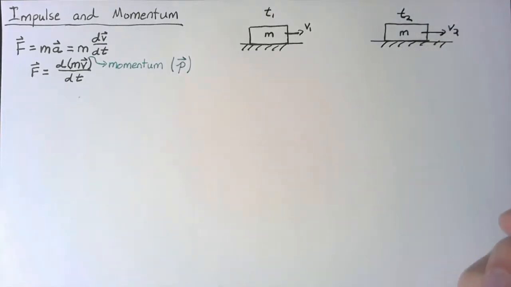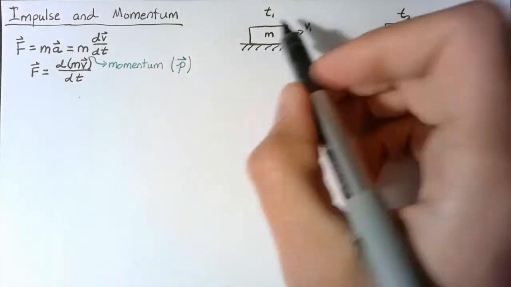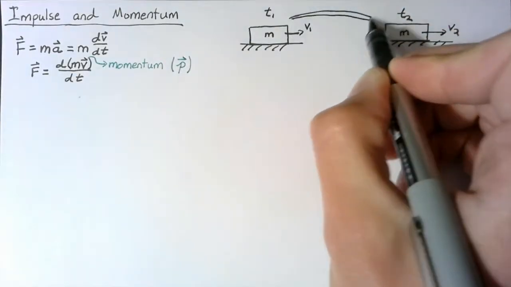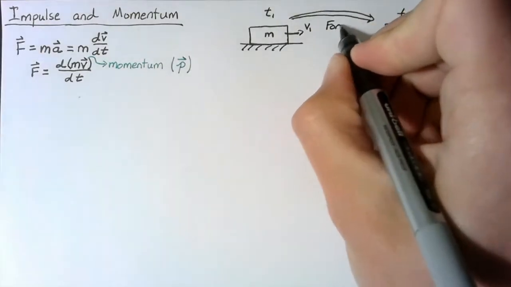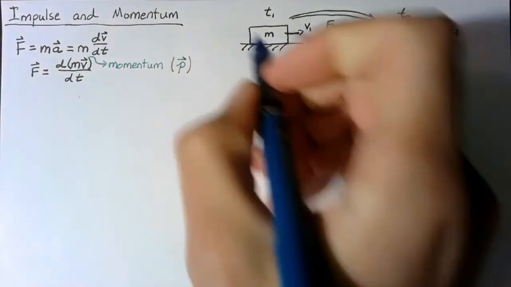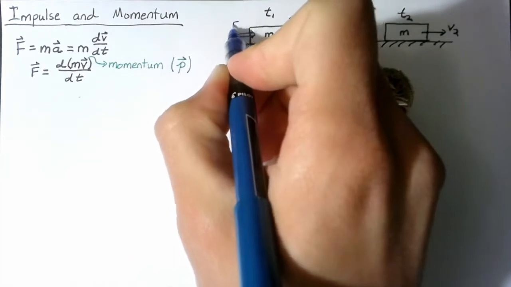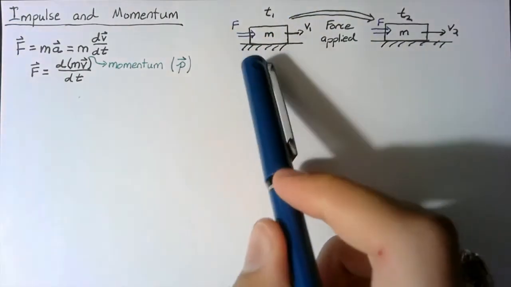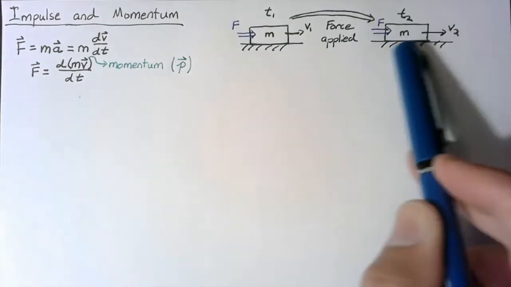Now, the piece of the picture we haven't looked at yet is what's happening with these forces. Well, between these two states, we're saying that there's going to be some force applied. So I'm going to say that there's some force F that is pushing this object to the right. And the result of this force is an increase in the momentum.